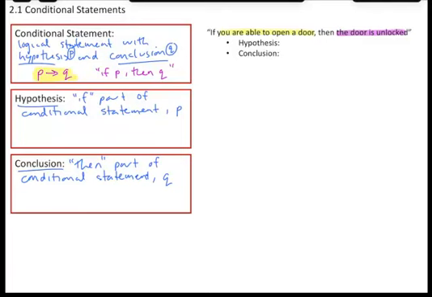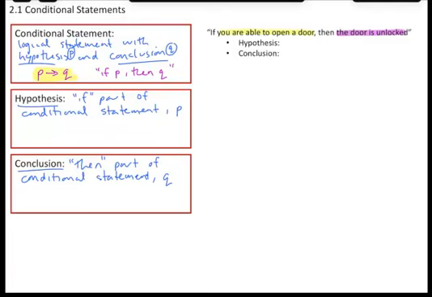So in this example, if you are able to open a door, then the door is unlocked. Now, when you're stating conditional statements, it is possible to find ones that are inconsistent or untrue. Most of the time, you're going to see them as definitions or theorems that are proven in geometry. But the validity of a statement is somewhat irrelevant to the way that it's formed. This is if P then Q, set up in symbolic notation.